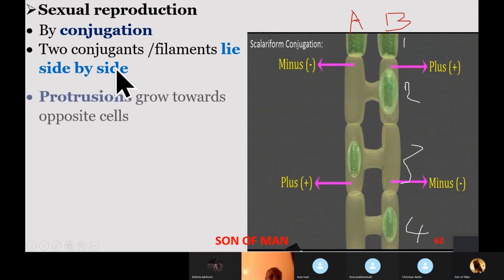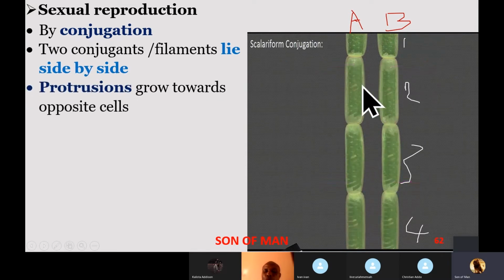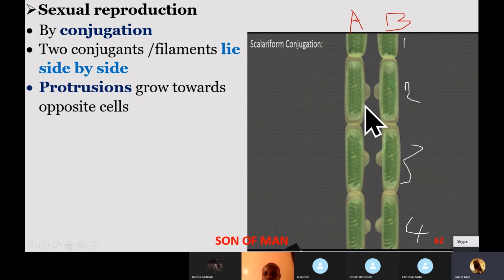Secondly, we must have a protrusion forming towards each other. Watch it, I've stopped it. So when you check cell 2, we are having a protrusion from A getting towards B, and a protrusion from B towards A. Same for 3 out here, the protrusion from A towards B and B towards A. And for cell 4, same. So these protrusions grow towards the opposite cells.